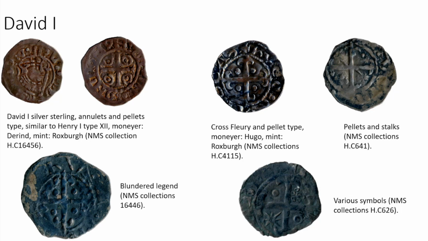So, for example, the pellets can be attached to stalks. We have examples where it's two pellets in corresponding angles and then two stalks. Other times we have just stalks. And then we also have various other symbols in the angles as well, such as various annulets and also stars and rosettes and also a combination of pellets. So there's a lot of variety in this cross fleury type.